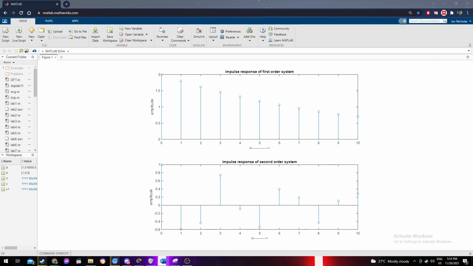So what is convolution? Convolution is a mathematical process of combining two signals together to form a third signal. It is an important process in digital signal processing as it can relate the input signal, the output signal, and the impulse response.